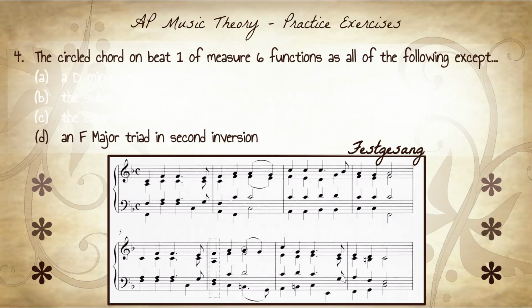Correct answer, or the only non-correct answer, is D. The circled chord is a D minor chord in root position that functions as the common chord pivot between F, the submediant, and C, supertonic.